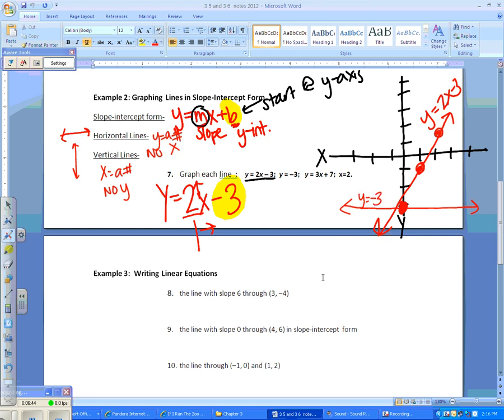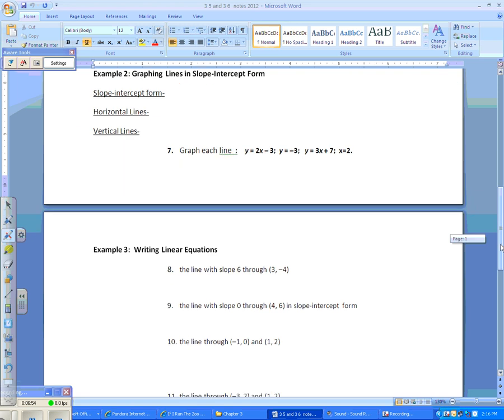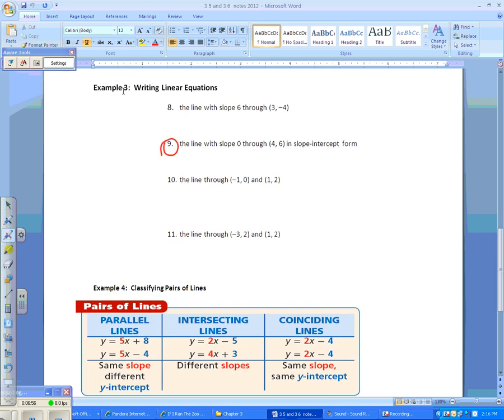Okay. Last thing we're going to do really quickly is we're going to start writing those linear equations. So I'm going to do 8 and 10, and you guys are responsible for 9 and 11. So if you want points, you need to do 9 and 11. Okay, so it says writing linear equations. When I say writing linear equations, I want you to make sure it's in y equals mx plus b form. We're going to do slope intercept. So for 8, it says write the equation of a line with slope of 6 and through 3, negative 4.